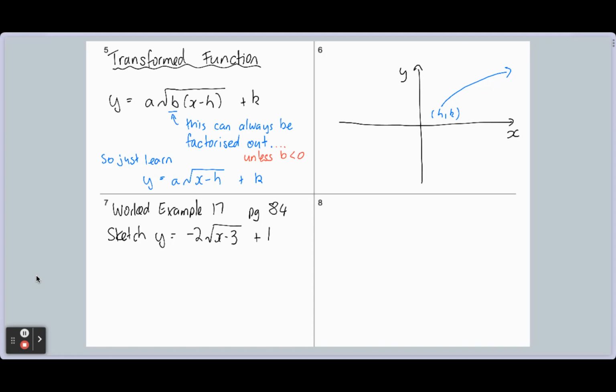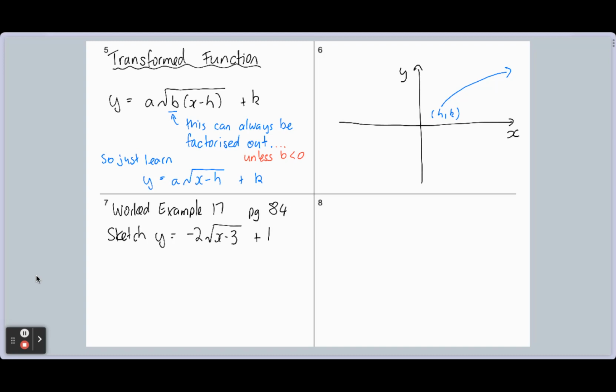Okay, let's do the worked example. It says sketch y equals negative 2 root x minus 3 plus 1. So in your brain, you should be going, I can see it's reflected, so it's going to be going downways instead of upways, because it's a reflection about the x-axis. It's going to go across 3 units and up 1 unit. That's going to be my new endpoint. So you're just sort of thinking these things, and then you're formally writing it down to make sense.